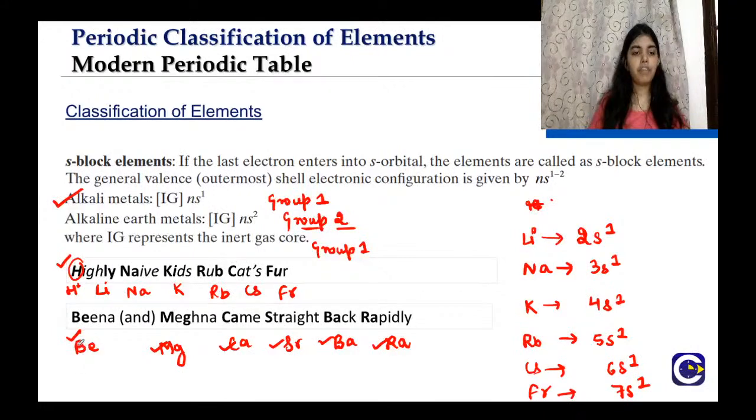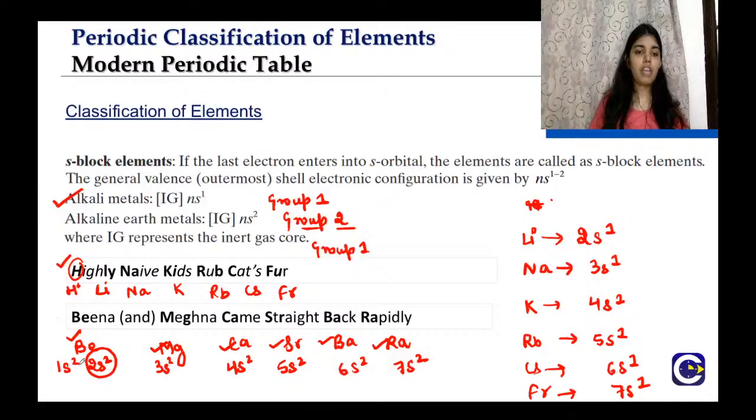If you write down the electronic configuration, what is the atomic number of beryllium? Hydrogen, helium, lithium, beryllium. That means 4 electrons. So it will have electronic configuration of 1s2, 2s2. So the outer shell electronic configuration is 2s2. This will become 3s2, this will become 4s2, 5s2, 6s2, and 7s2. So the general electronic configuration of group 2 is ns2, and for group 1 it is ns1. This is the outer shell electronic configuration.